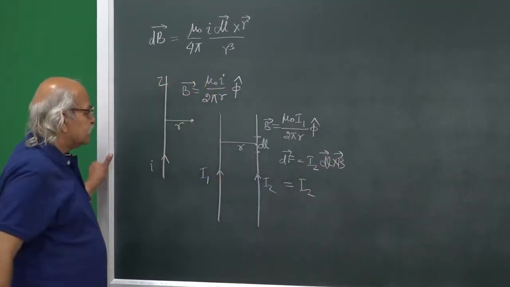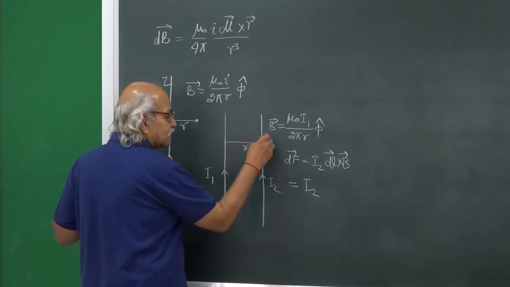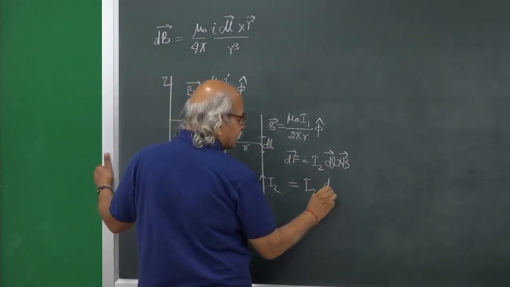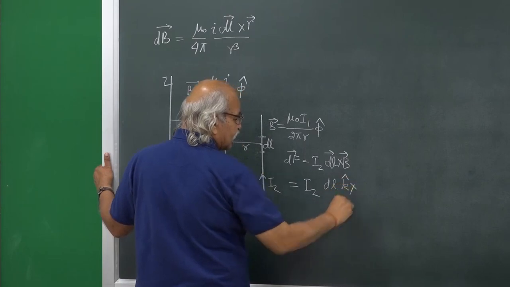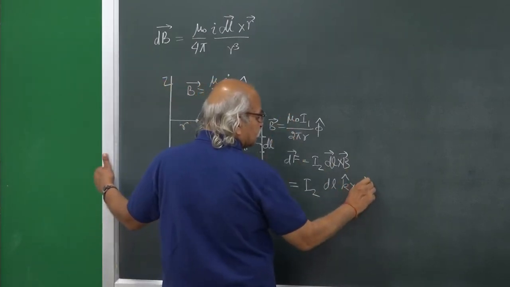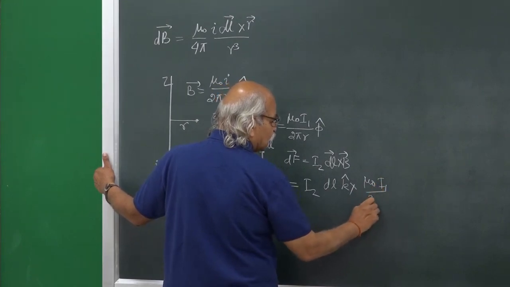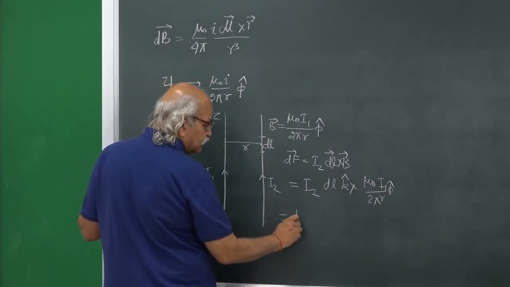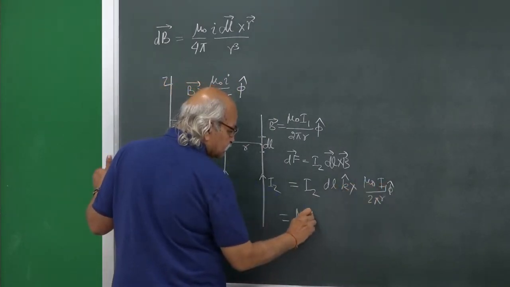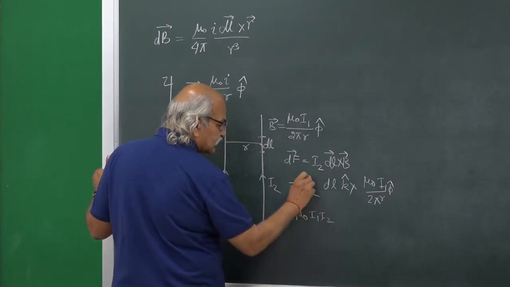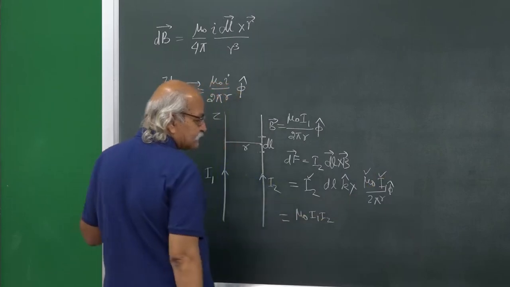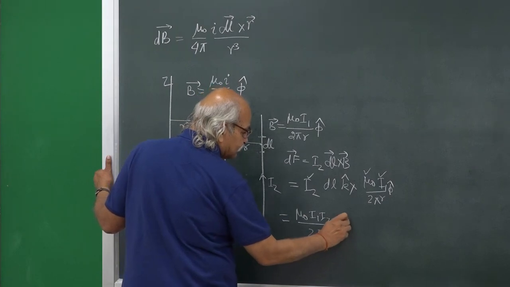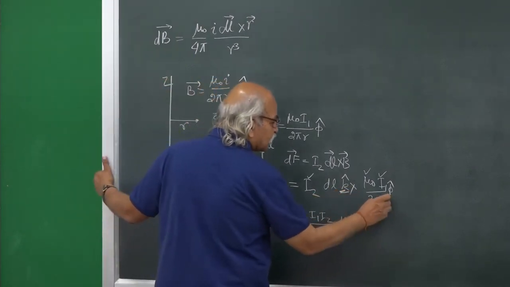And this dl is in the z direction. This is our phi direction, so this is our z direction. dl is in z direction, so it is dl k cap. And cross B is mu naught I1 by 2 pi r phi cap. And that is mu naught I1 I2 divided by 2 pi r, and then dl k cap cross phi cap.